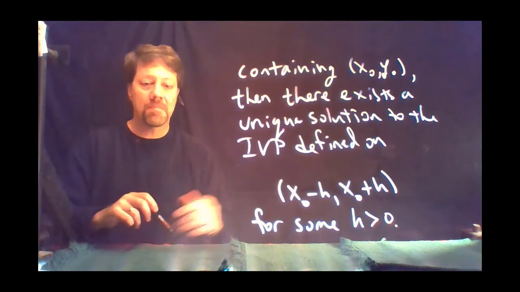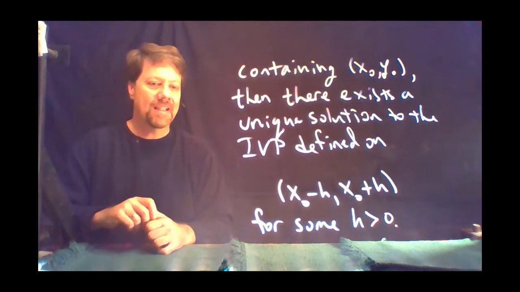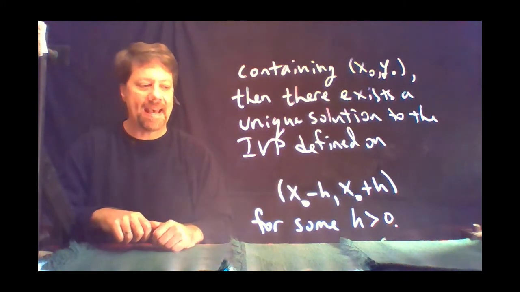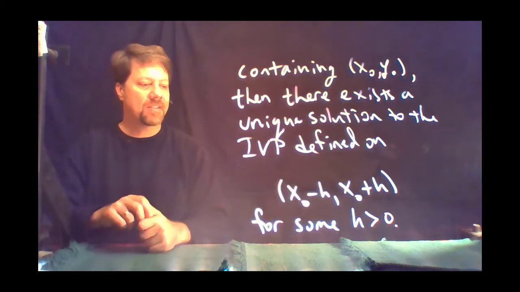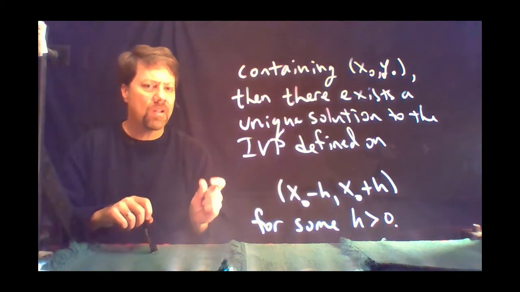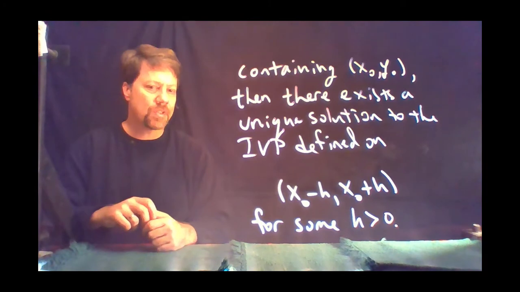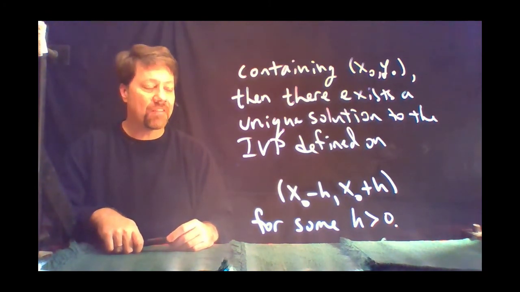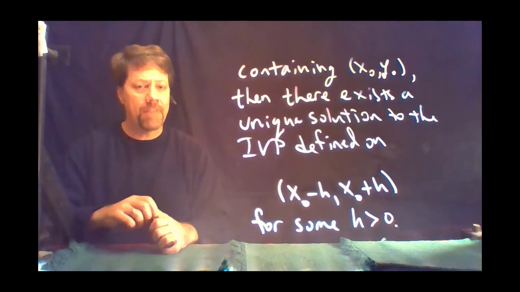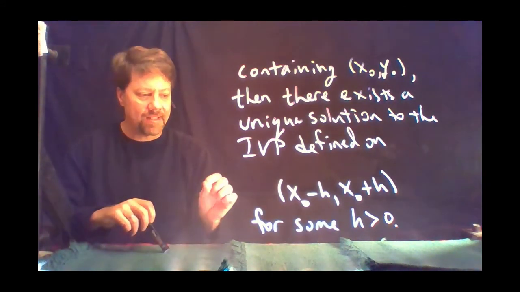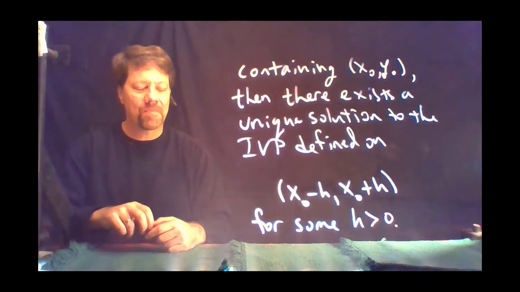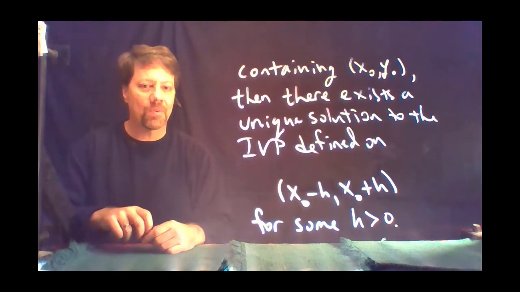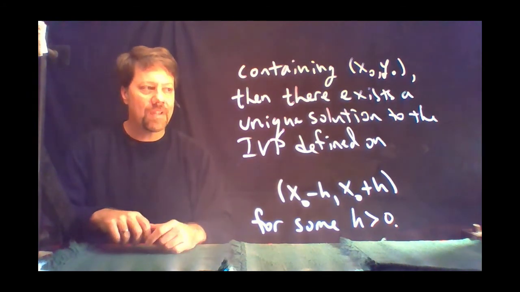Now, Picard's theorem is great because it gives us what we need, existence and uniqueness, but it's really bad because it only gives us existence and uniqueness on some small interval of definition for the solution function, and it doesn't really tell us how big that interval is. It could be some very small h indeed on which that solution arc exists, but at least we know that there will in fact exist one and only one solution arc through that initial point.